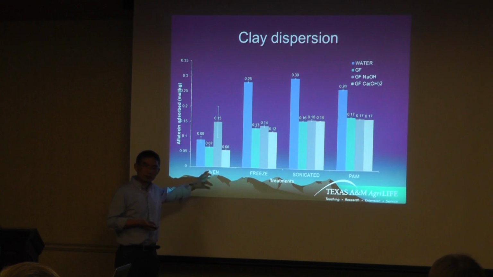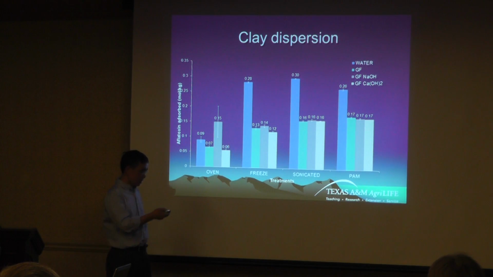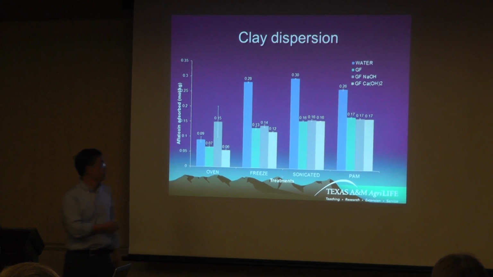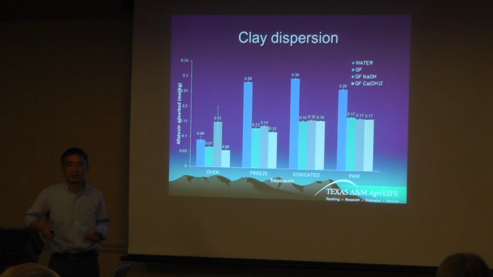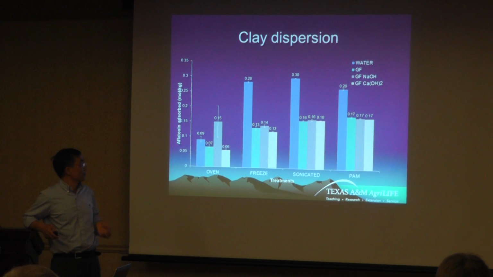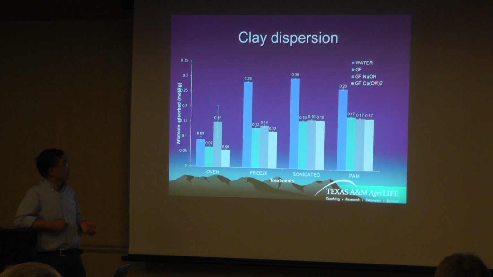Here are some of the brief ideas we have. We can introduce clay as a dry powder, do oven drying, or freeze drying. Then we can disperse it in water, and the last option is to use some polymers to stabilize the suspension. They showed some differences. But the major point is that in the gastric fluid solution, they didn't perform very well.